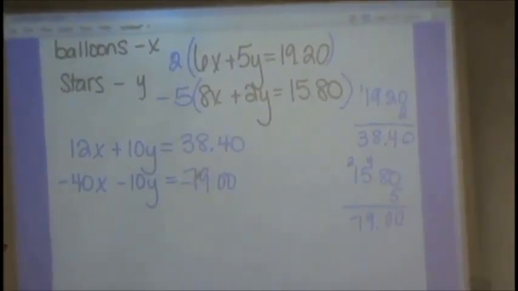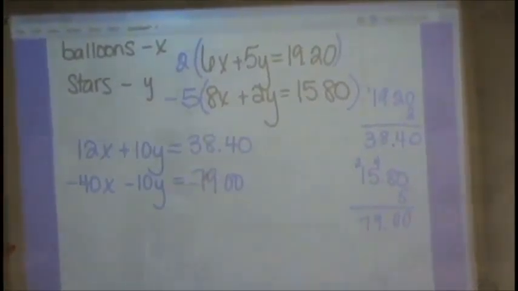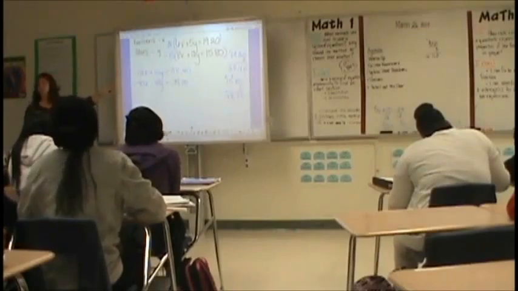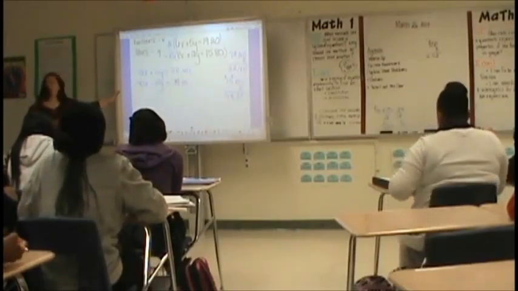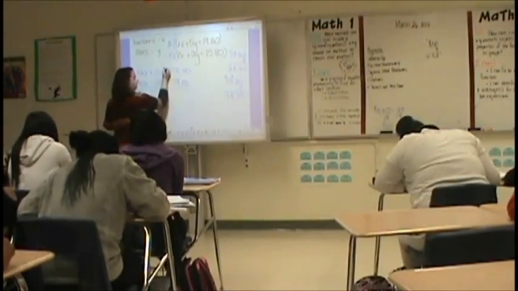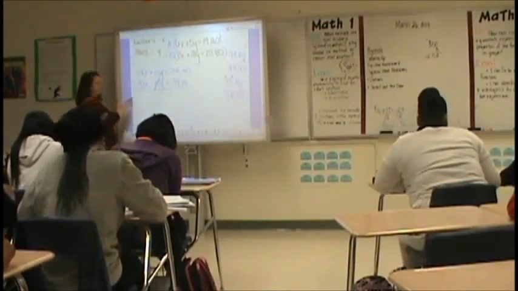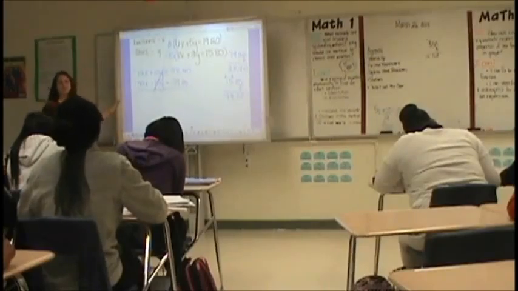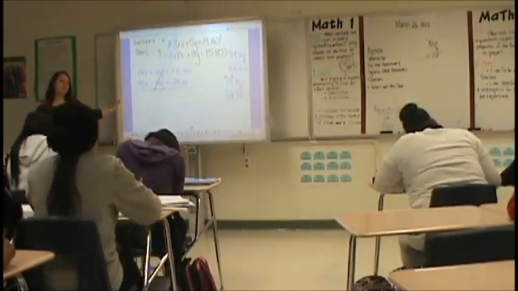This one's going to be a little bit more, guys. But this is the type that you're really going to see on the EOC. They're not going to make it easy for you. They're going to make you have to do some math. Those cancel out, right? Negative 38.